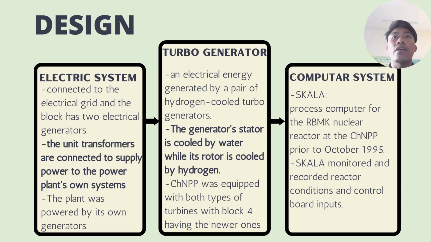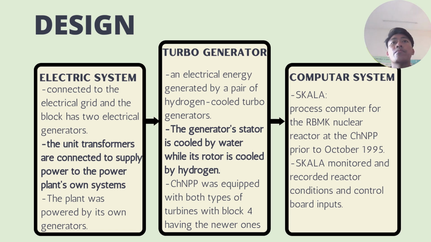Electrical energy was generated by a pair of hydrogen-cooled turbo generators. The turbine and the generator's rotors are mounted on the same shaft, with a combined weight of the rotors of almost 200 tons, and their speed is 3,000 revolutions per minute. The generator stator is cooled by water, while its rotor is cooled by hydrogen. The hydrogen for the generators is manufactured on site by electrolysis.